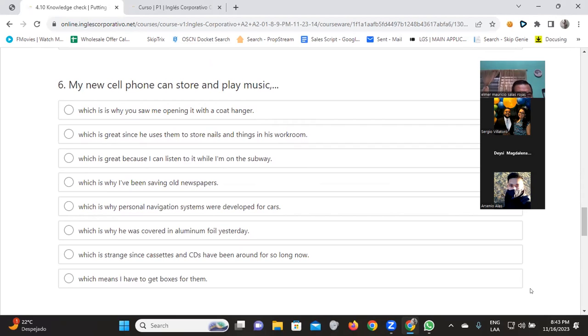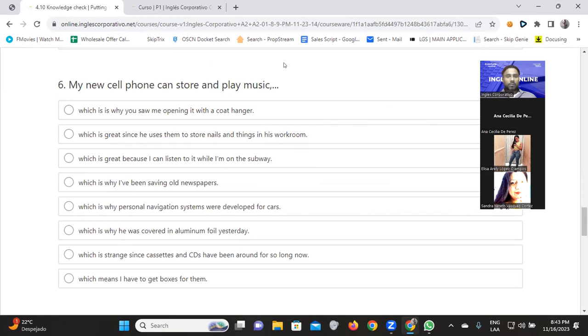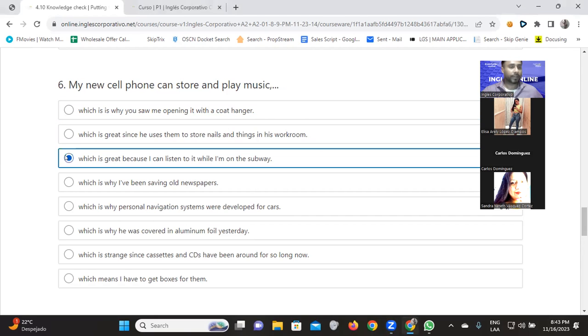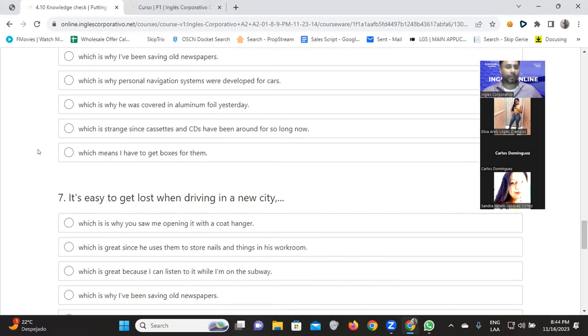Another participant for number six. Me, teacher. Yes. My new cell phone can store and play music, which is great because I can listen to it while I'm on the subway. Excellent. Which is great because I can listen to it while I'm on the subway. Perfect. All right, number seven.